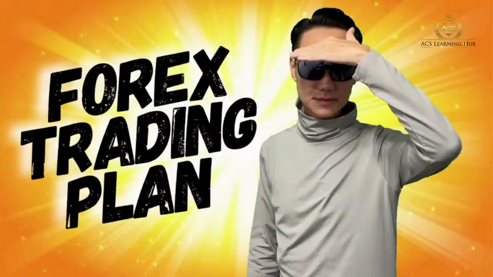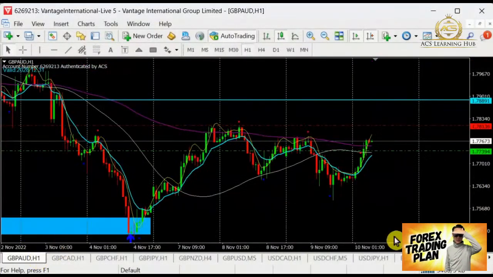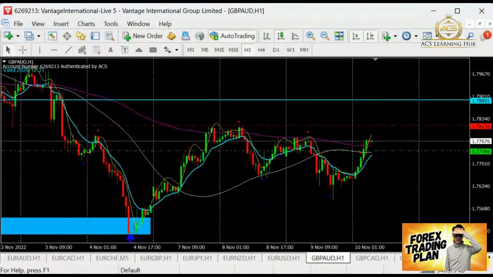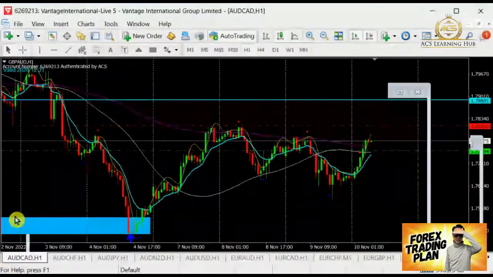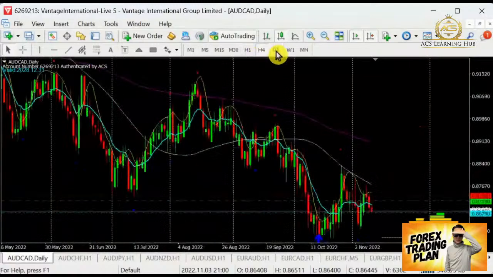Correct. Okay, so let's begin with our analysis here. Right, let's check. Just now I was looking at this pound dollar. All right, so let us start off with this Aussie CAD, to get into the momentum and see what we are going to do here.